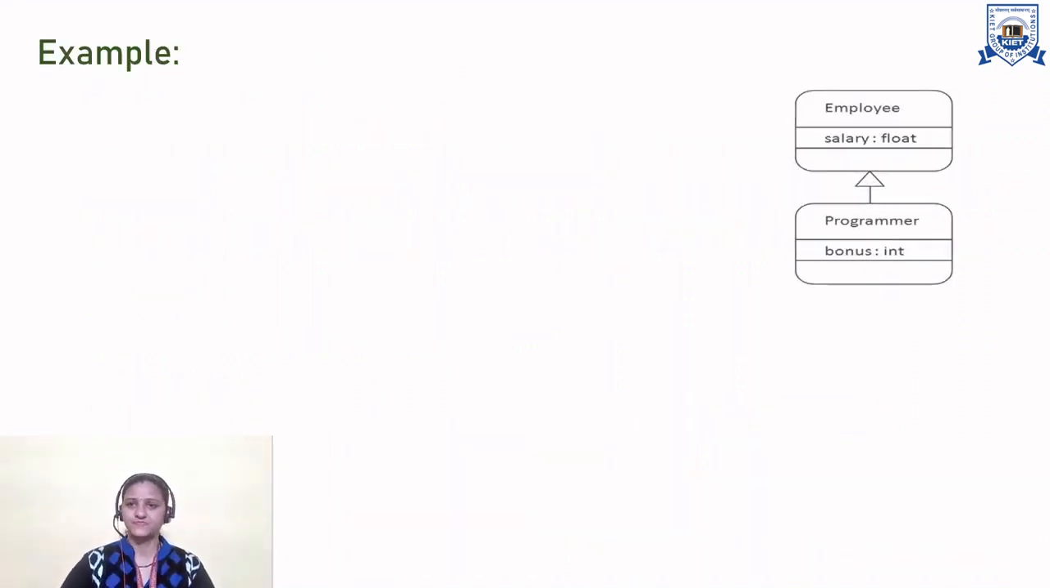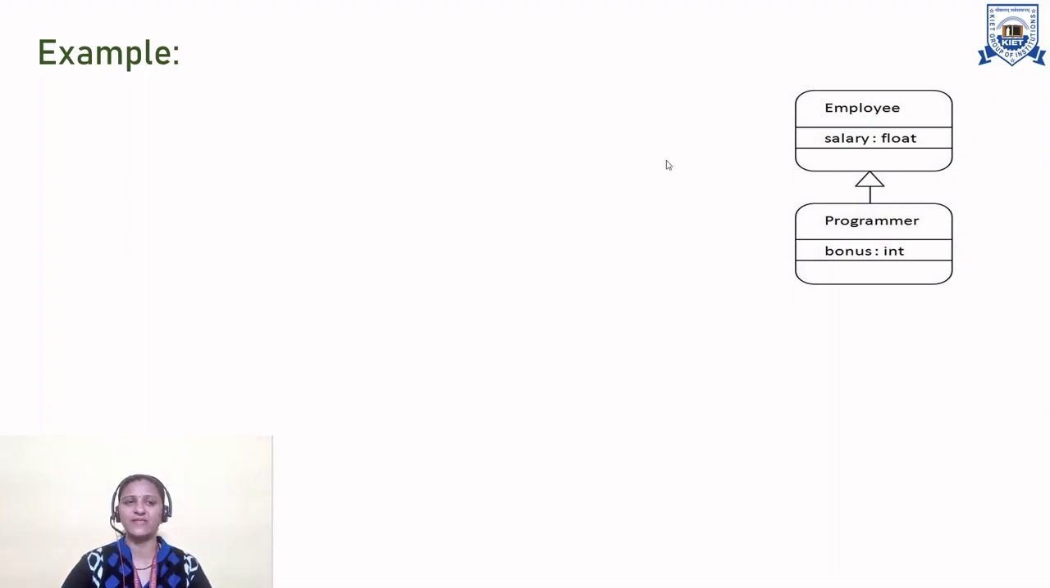Example, here there is a programmer having the attribute bonus, which is of integer type. Another one is employee having the attribute salary of the float type.